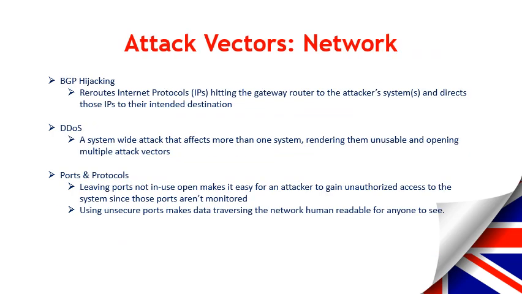Attack vector network. This includes BGP hijacking, DDoS, ports and protocols. BGP hijacking reroutes IPs hitting the gateway router to the attacker's system and directs those IPs to their intended destination. A DDoS attack is a system-wide attack that affects more than one system, rendering them unusable and opening multiple attack vectors.